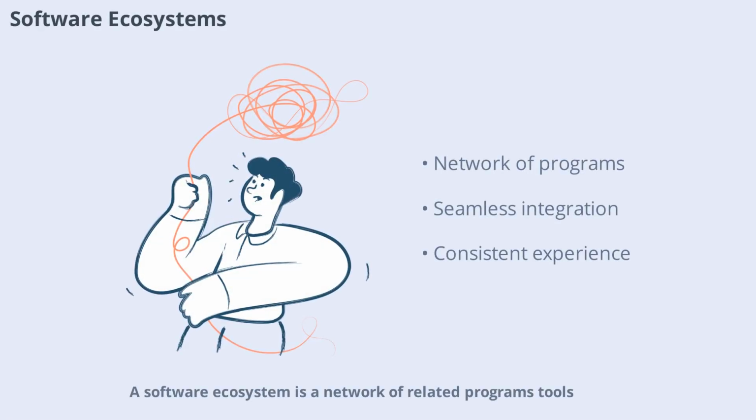Software ecosystem is a network of related programs, tools, and services that work together. For example, Apple's ecosystem includes macOS, iOS, and various apps that sync seamlessly. Ecosystems make it easier to share data and maintain a consistent user experience across devices.